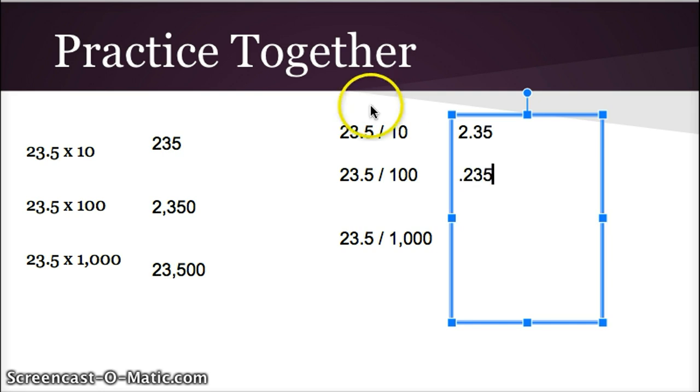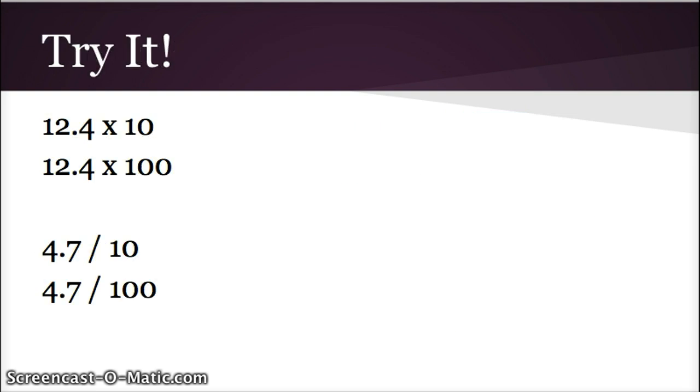All right, and then I'm moving it over twice now, because I've moved it over once by dividing by 10 and then dividing by 100. Now I'm going to be moving it over 3 times, dividing by 10, dividing by 100, and then dividing by 1,000. So it's going to be 0.0235, which goes into the 10,000ths place. Okay, there we go. So those are the ones we've done together. I want you to go ahead and try these 4 and bring them in tomorrow. Okay? All right, see y'all tomorrow.